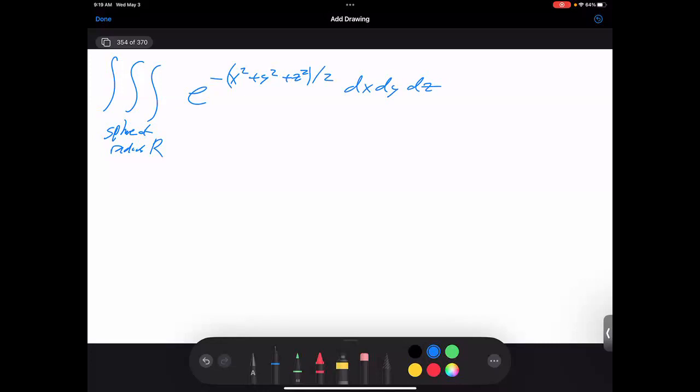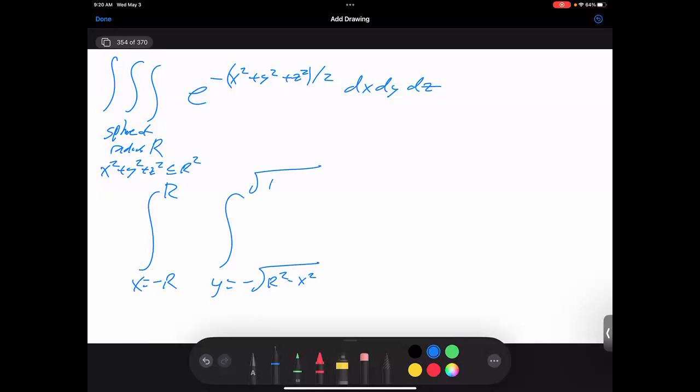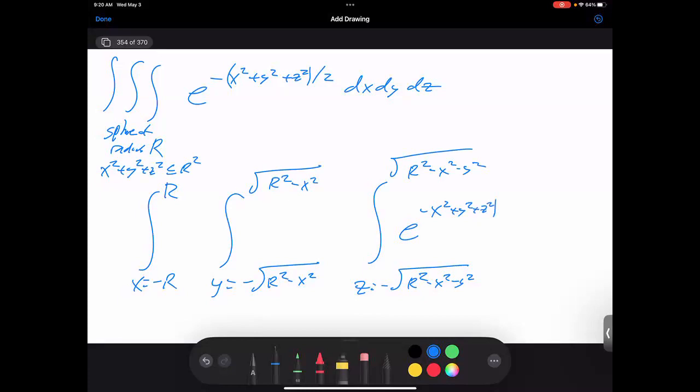So this is x squared plus y squared plus z squared less than or equal to r squared. So x goes from minus r to r, y goes from minus the square root of r squared minus x squared to the square root of r squared minus x squared, and then z goes from minus the square root of r squared minus x squared minus y squared to the square root of r squared minus x squared minus y squared, of e to the negative (x squared plus y squared plus z squared) over 2, dz dy dx.